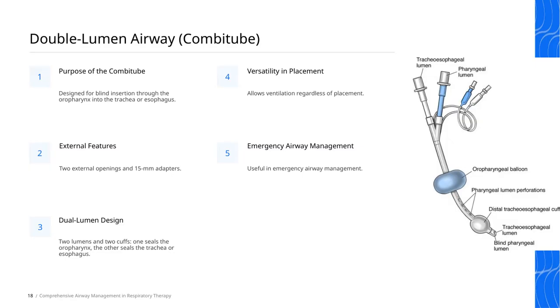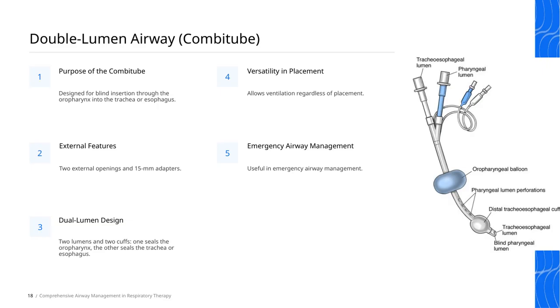Let's take a closer look at the double-lumen airway, also known as the Combitube. This device is particularly useful in emergency airway management situations where quick and reliable airway access is critical. One of its key advantages is that it allows for ventilation regardless of whether it's properly positioned, making it a versatile tool in urgent scenarios.